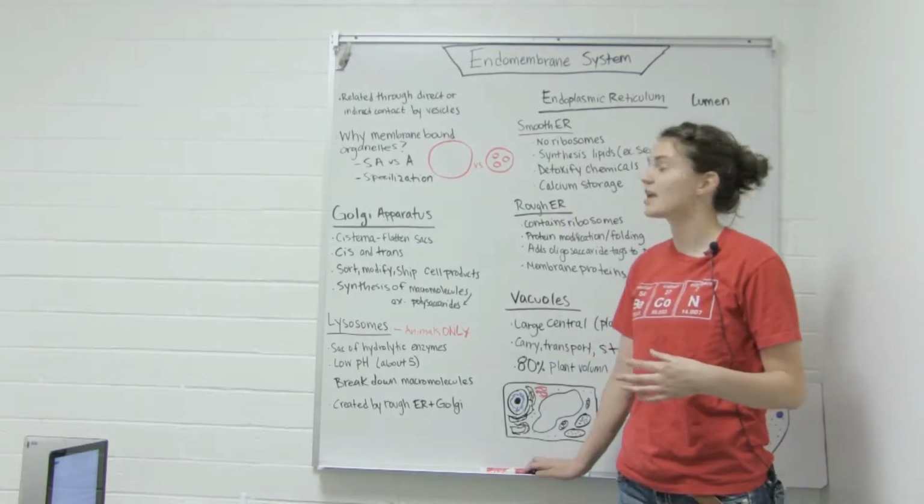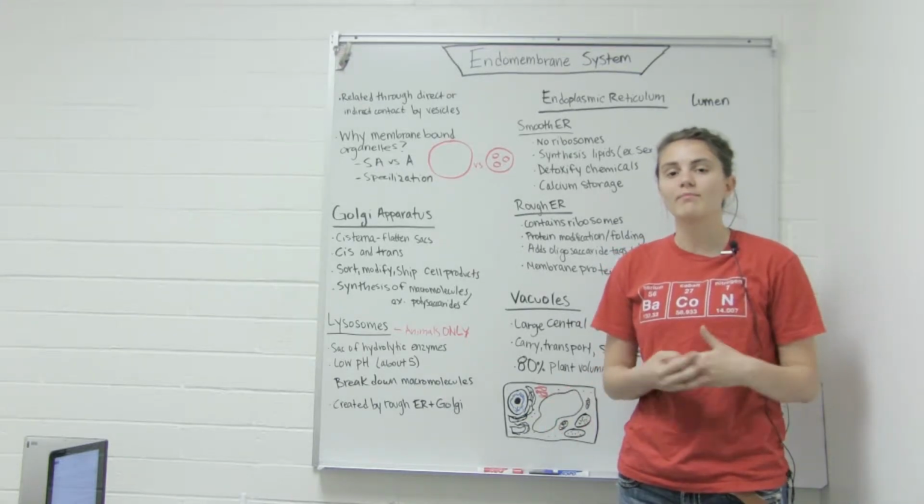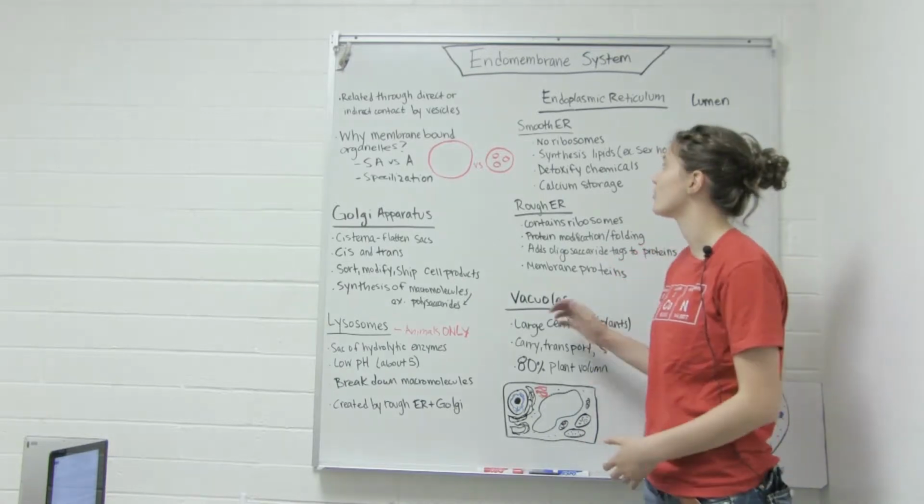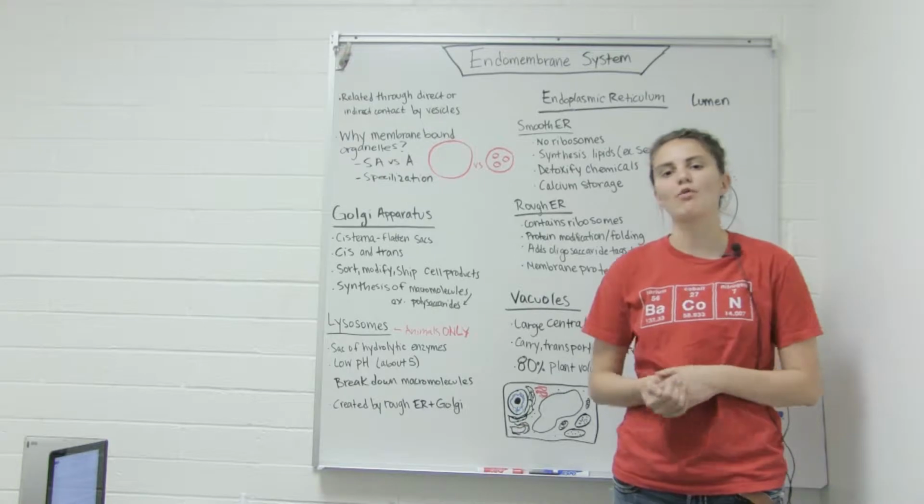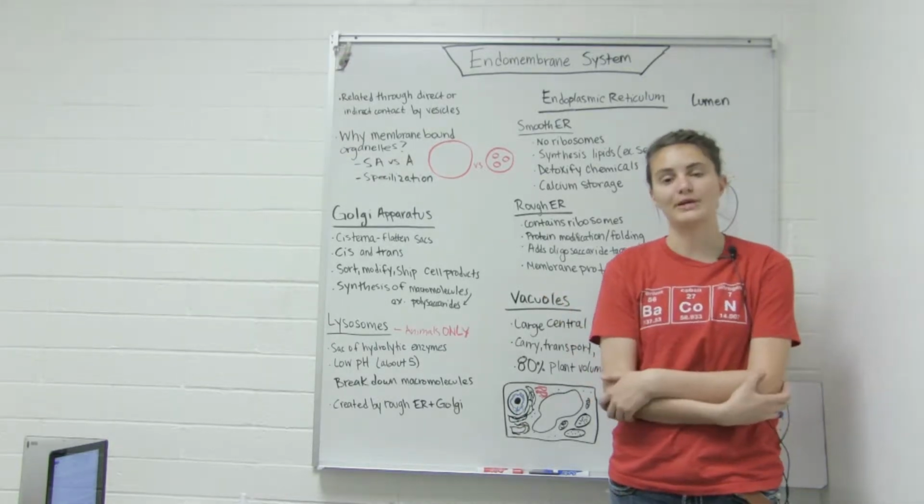Today we're going to be talking about the endomembrane system, what sets it apart, the organelles that are a part of it, and what sets those organelles apart from the other organelles in the cell, and basically the structure and function of all the organelles. So first of all, what is the endomembrane system?